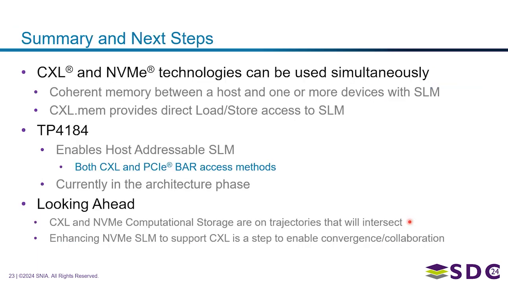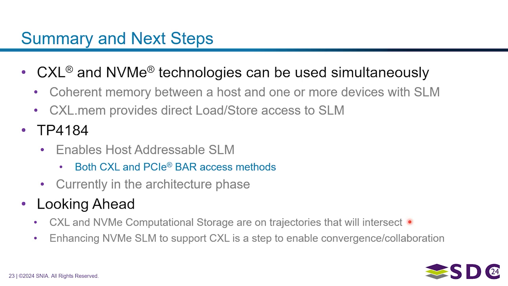Let me summarize where we're at, and then I have a quiz for you. We think that CXL and NVMe technologies can be used simultaneously, and that there is going to be a convergence there. Coherent memory between the host and one or more devices with SLM is going to be key to some of these computational storage devices moving forward. And CXL.mem provides direct load store access to SLM. So you no longer have the DMA. You can just access it directly using load and store.